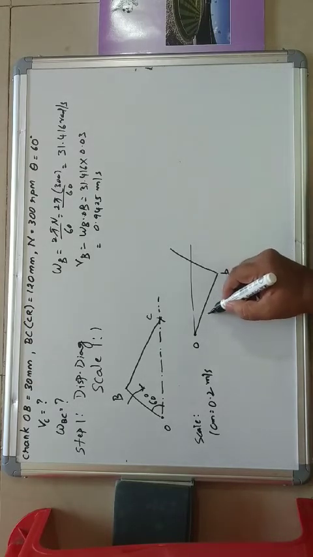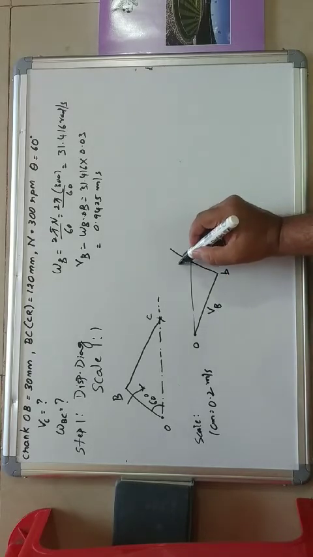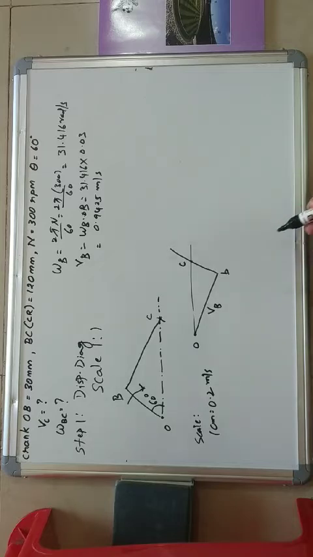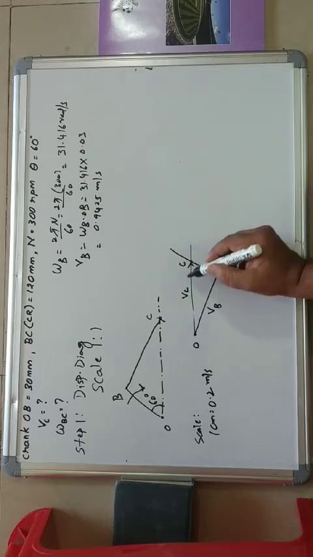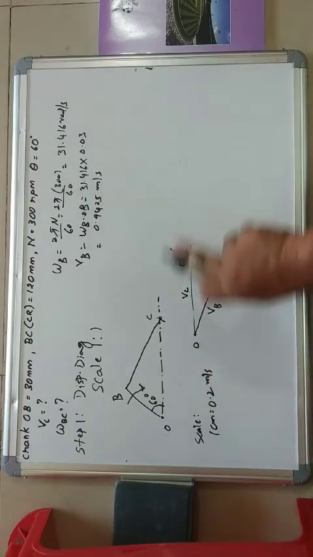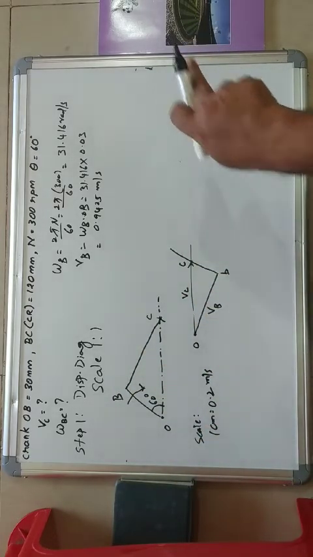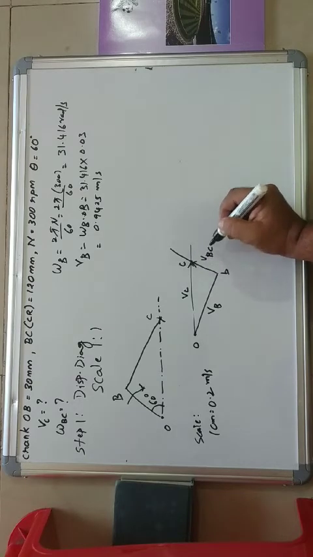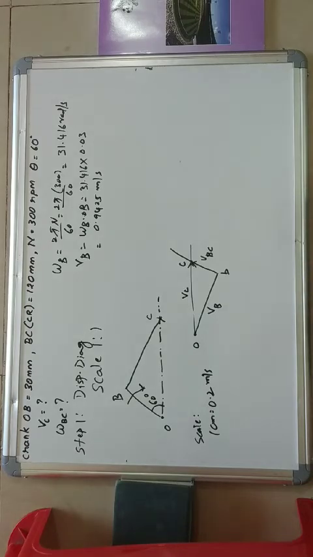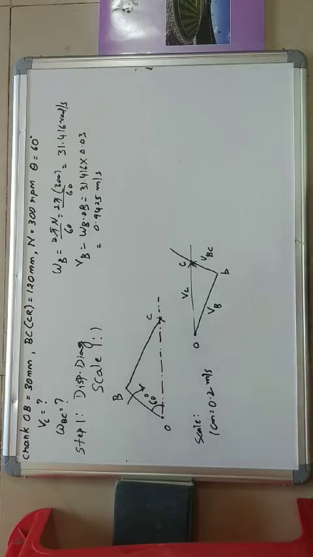Therefore, this is VB. The point of intersection of these two is the point C, and this is VC. Its direction is to the right side, because when the crank is rotating in the clockwise direction, VC also moves in the right side path. And this is VBC. This is the velocity polygon we have completed, drawn by considering the scale 1 centimeter is equal to 0.2 meters per second.